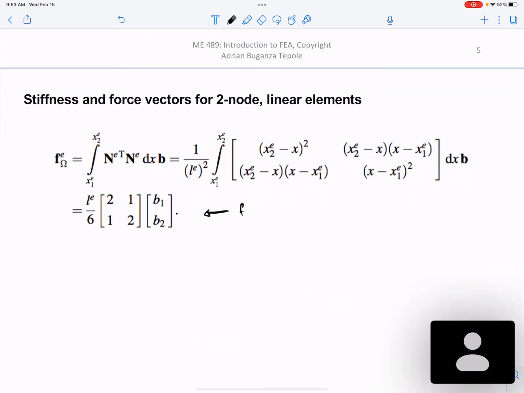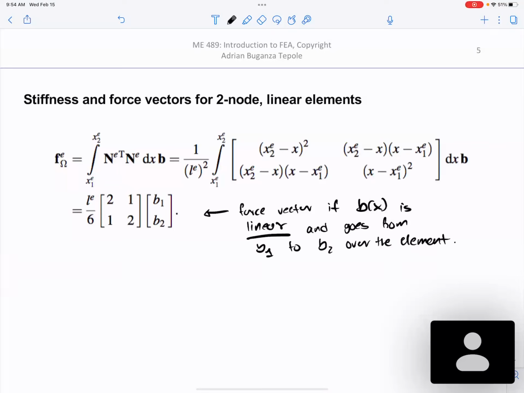So this one is the force vector if B of X is linear and goes from B1 to B2. The one that I was deriving above was if B was constant, so I just assumed the value was B naught. Then you get B naught times length over 2, times length over 2. If B is not constant but changes linearly over the element, then you can plug that in, do the algebra, and this is what you end up with. You can see that if you plug in B0 here for B1 and B2, you get length over 2, length over 2.